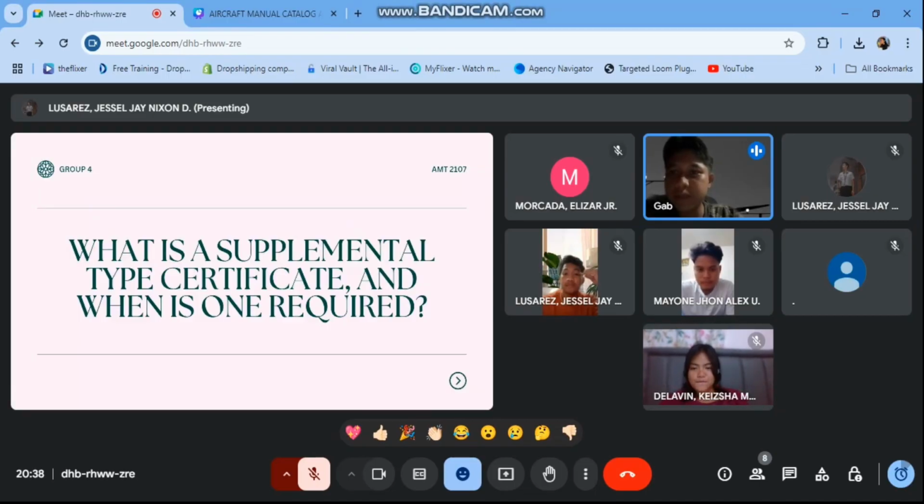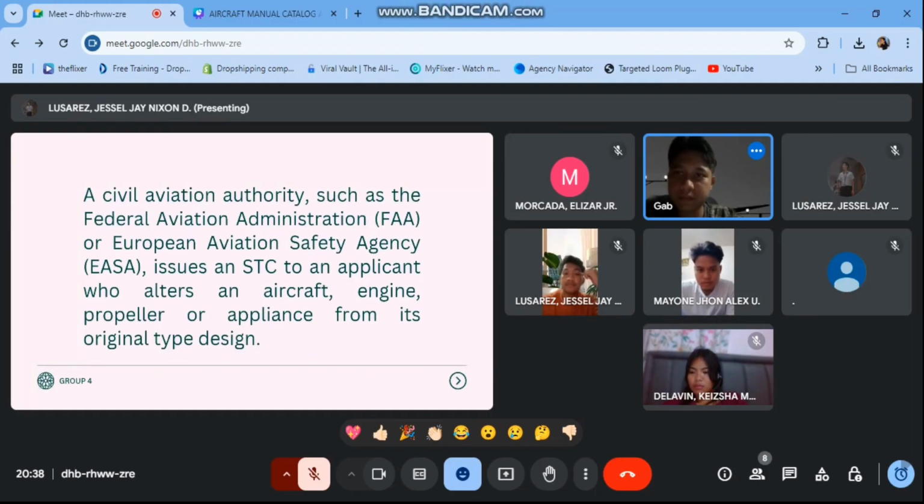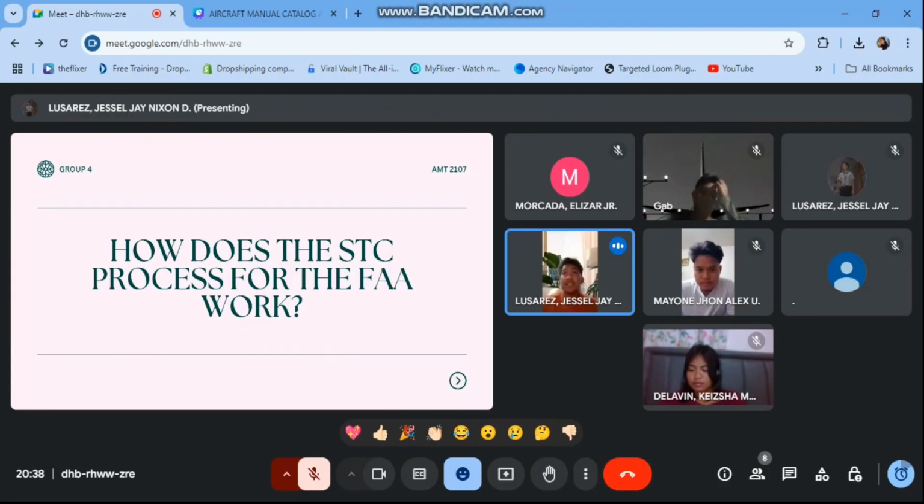So what is a supplemental type certificate and when is one required? To keep it short, civil aviation authorities like the FAA or EASA issue an STC when major changes are made to a type certified aircraft, but these changes do not require a new type certificate. So, how does the STC process for the FAA work?